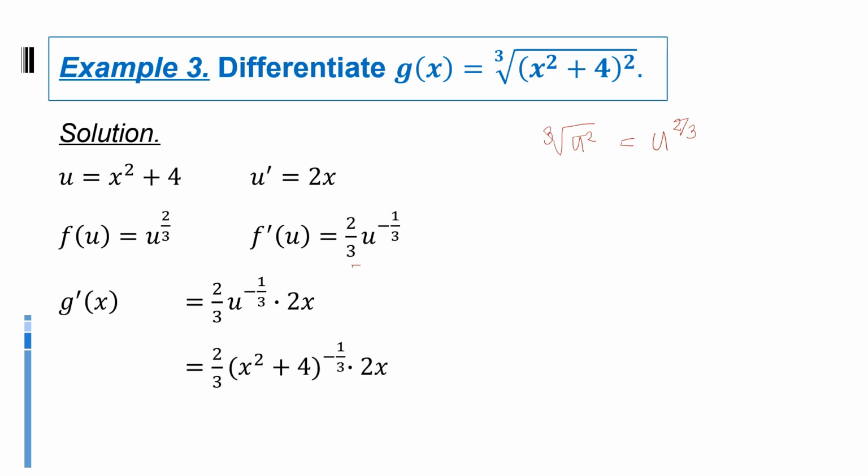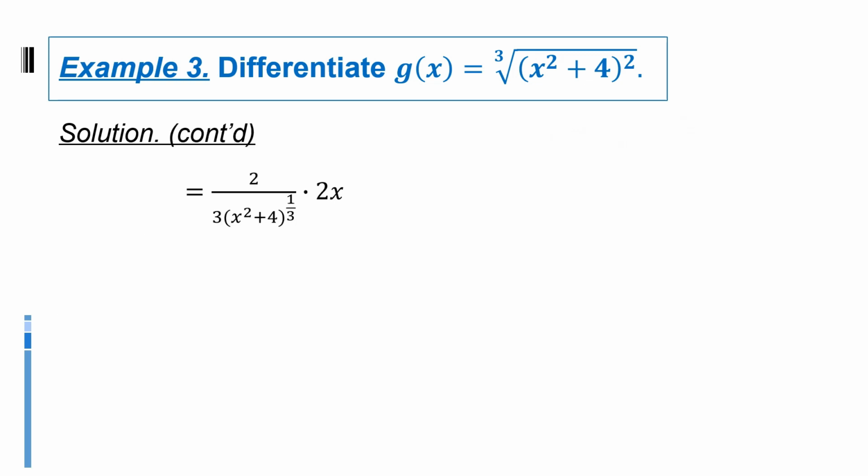Ipasok natin yung value ni u. We have 2/3 times x squared plus 4 raised to negative 1/3 times 2x. At meron ulit tayong negative na exponent. So, pupunta yan sa baba. We have 2 over 3 times x squared plus 4 raised to 1/3 times 2x. Pwede na nating i-multiply yan. So, we have 4x over 3 times x squared plus 4 raised to 1/3, or in radical form, that is 4x all over 3 times the cube root of x squared plus 4.